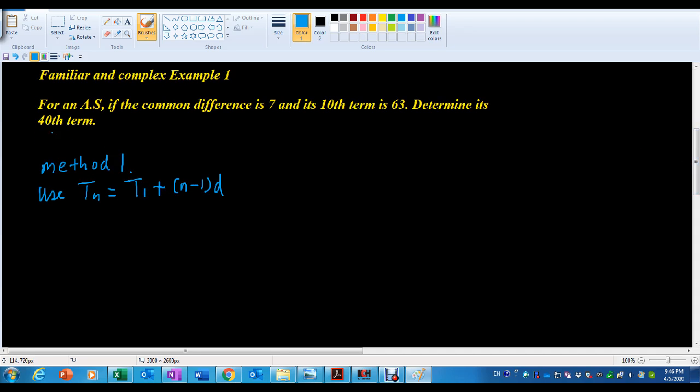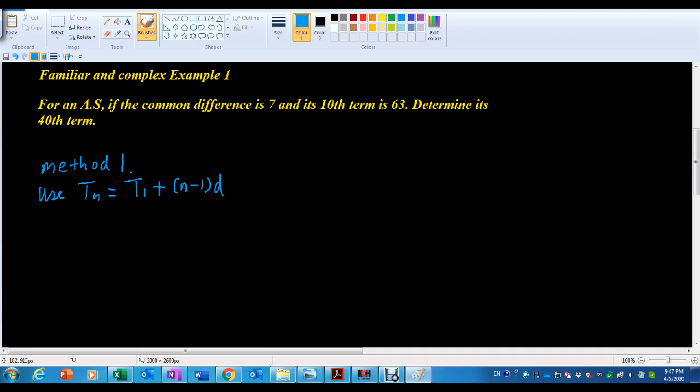Because we need to find the 40th term, but we have d and we don't have T1, so you can't find the 40th term at the beginning. So you need to find T1. How could we find T1? You need to use the information like the common difference is 7 and the 10th term is 63. So actually we know the 10th term.